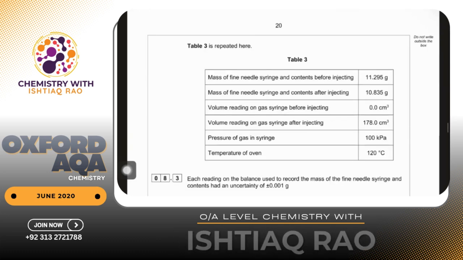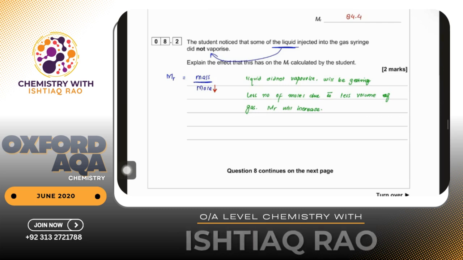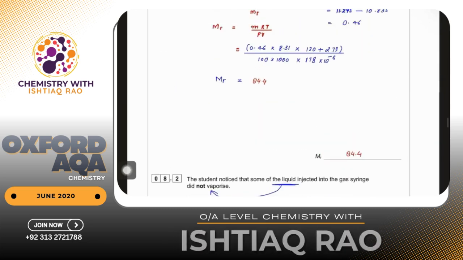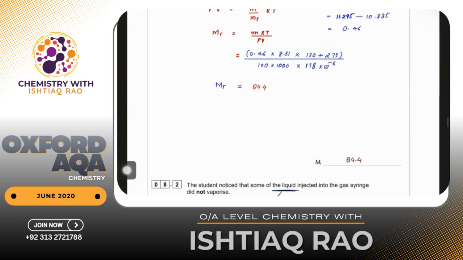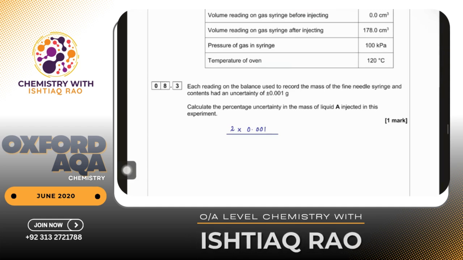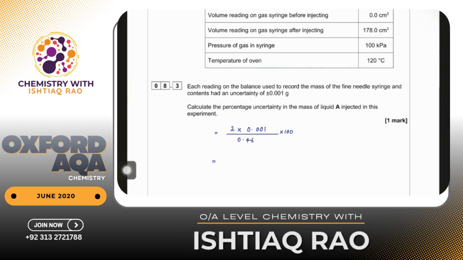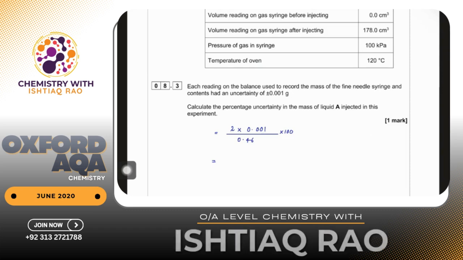divided by the total. We got the mass, I think, 0.46. Yeah, 0.46 multiplied by 100. What's the answer?